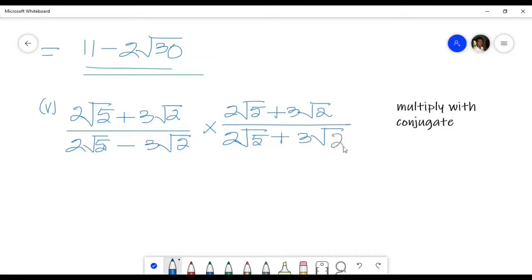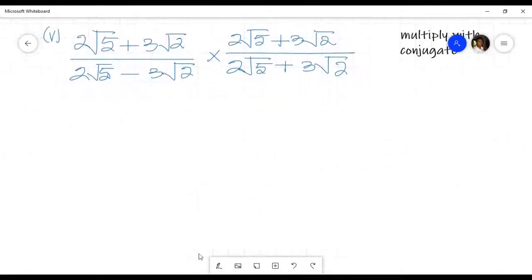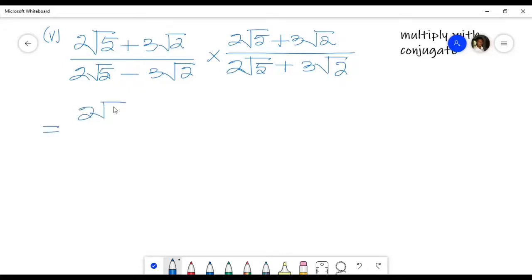Now let's see the numerator and the denominator of these two fractions separately, and let's see in what form of expression these are. Let's see the numerator. 2 root 5 plus 3 root 2 into 2 root 5 plus 3 root 2. I am sure you are able to make it out that this is in the form of a plus b whole square. So we will write the numerator as 2 root 5 plus 3 root 2 whole square.